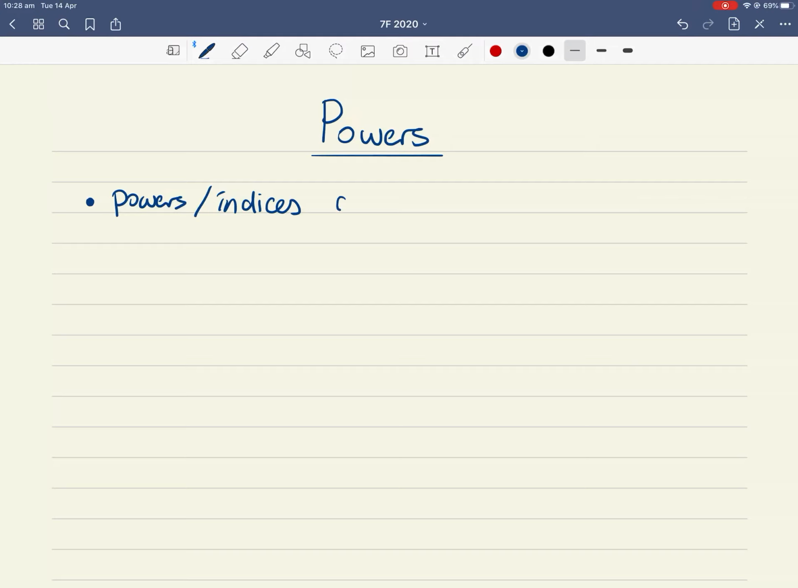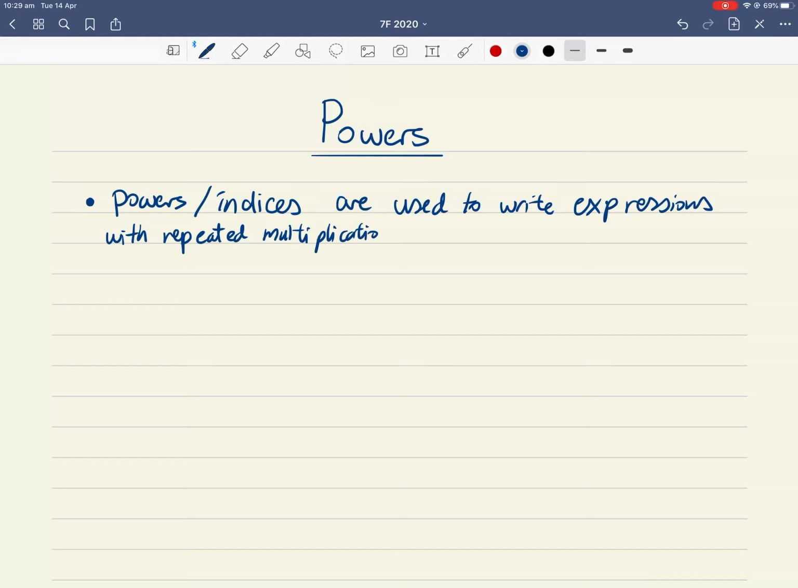Indices are used to write expressions with repeated multiplication. So, for example, say we want to go 2 times 2 times 2 times 2 times 2 times 2 times 2. That's very, very long to say, and it's very time consuming.